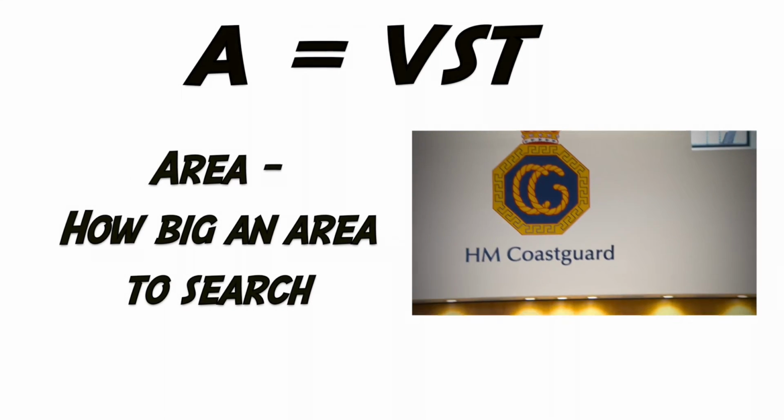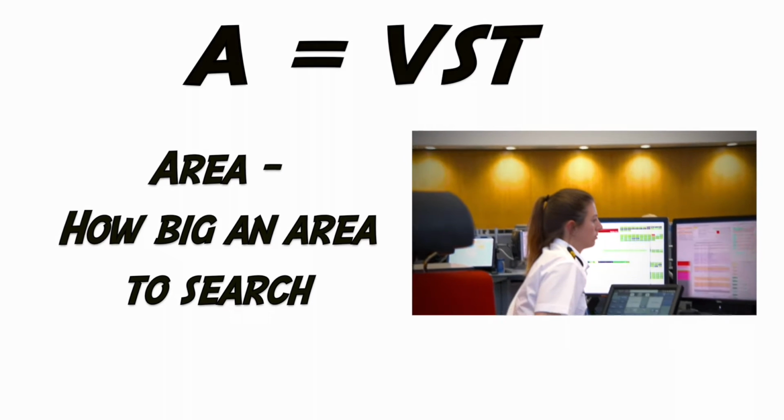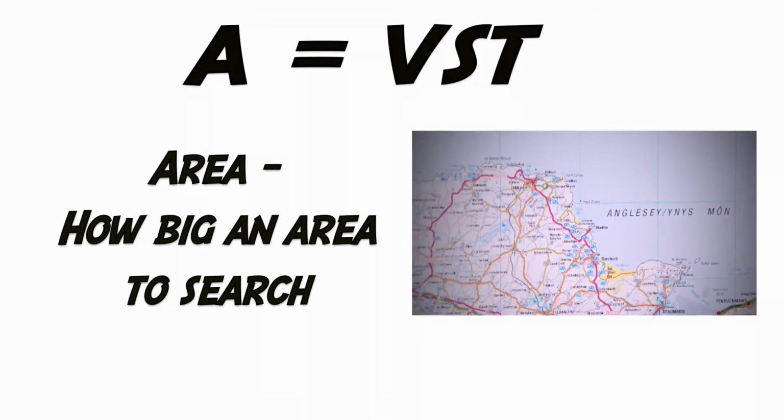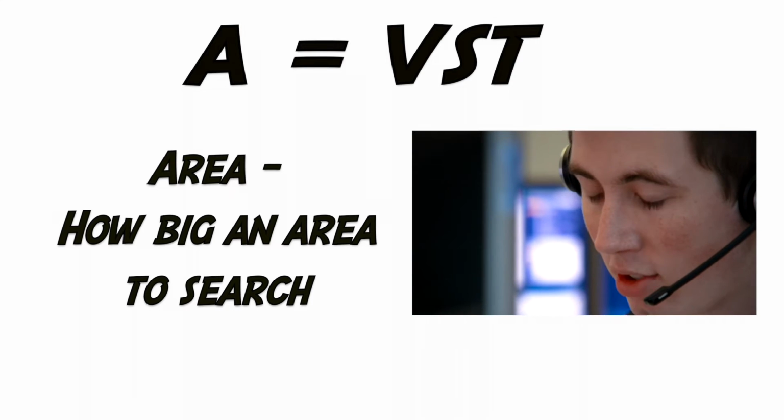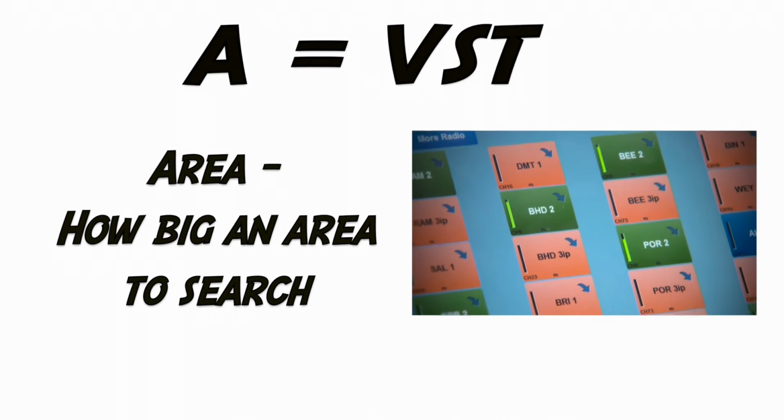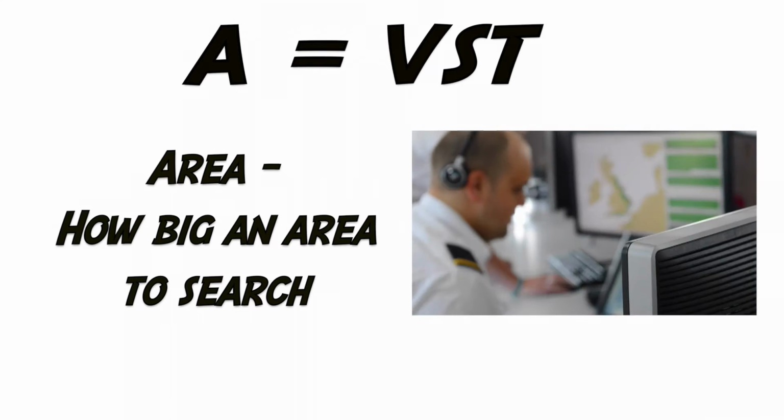But how do we work out this route that the lifeboat and helicopter should take? A equals VST. A is for area. This is the size of the area that we need to be searched. This takes into account drift rates, wind speed, tidal patterns, and surface water current. All of these have an impact in helping find you.